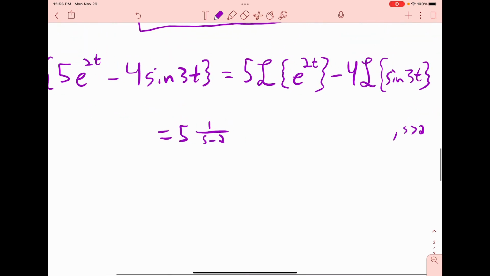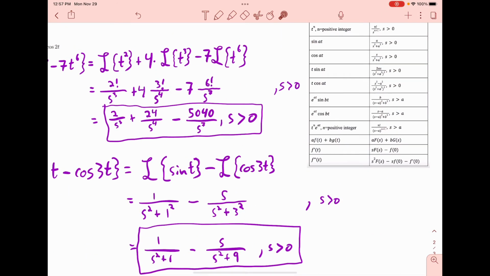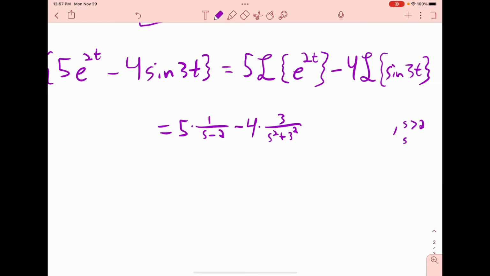All right, that takes care of our Laplace transform of our first term. Now we copy in that minus 4. And this is going to be the Laplace transform of sine of 3t. Now we saw that one before, or something similar to it, where the number in front of the t is 3. And let's just verify what it is. Sine of at is that number a, which is 3, over s squared plus a squared, and it's s bigger than 0. So it's equal to that number 3 over s squared plus a squared, and this has s bigger than 0.